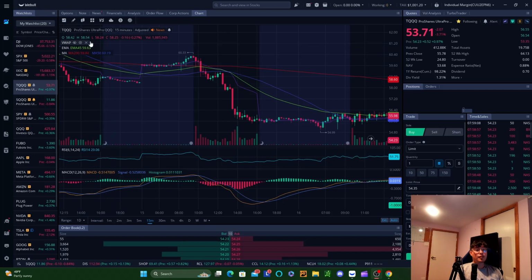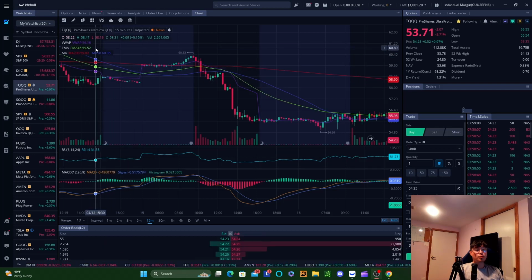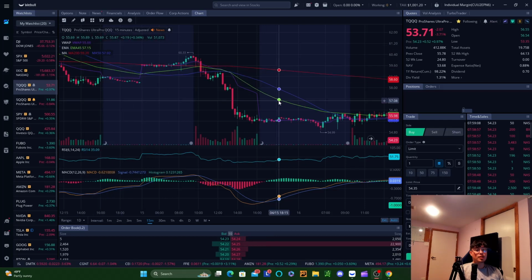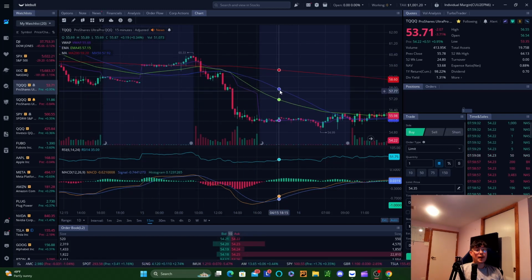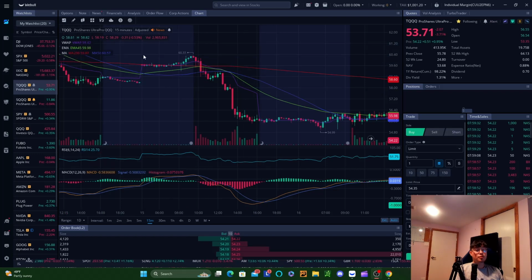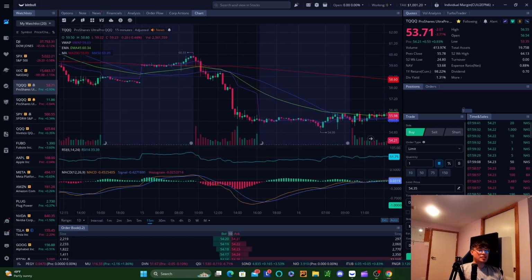Today we'll be talking about the four indicators on my chart. We have the VWAP, my purple line. We have the exponential moving average, which will be my green line. Then we'll talk about the simple moving average, 50-day, which is my blue line. And then we'll be talking about my 200 simple moving average, which is the red line. All right, let's get straight into it.